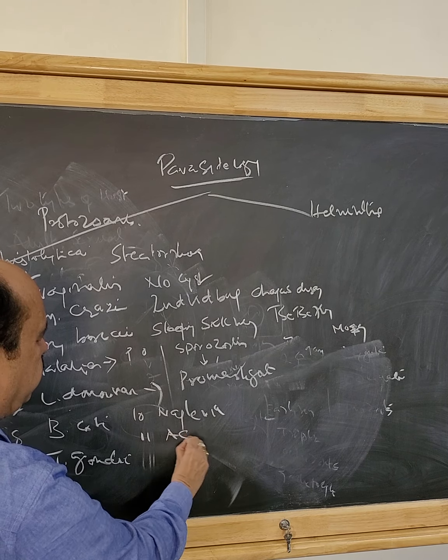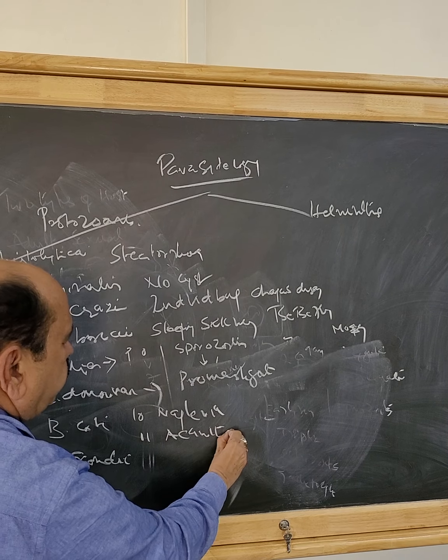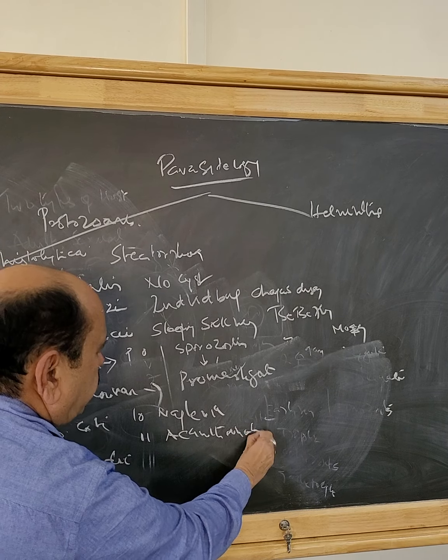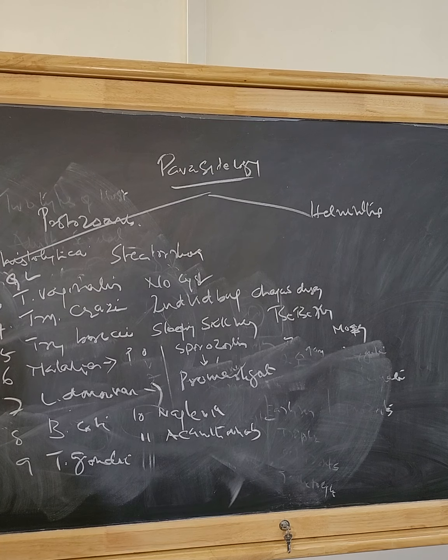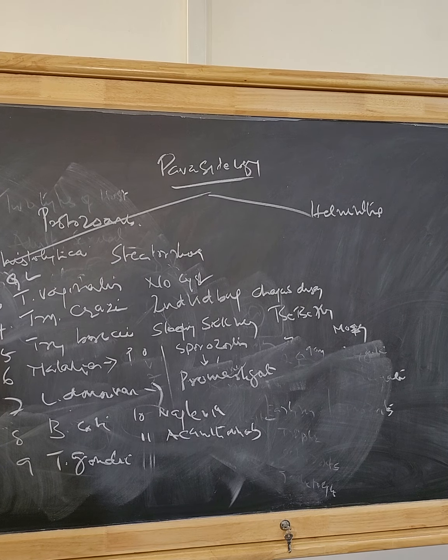Next is free living amoeba: Naegleria and Acanthamoeba. They are seen in ponds and lakes, swimming pools. They give rise to primary meningoencephalitis.